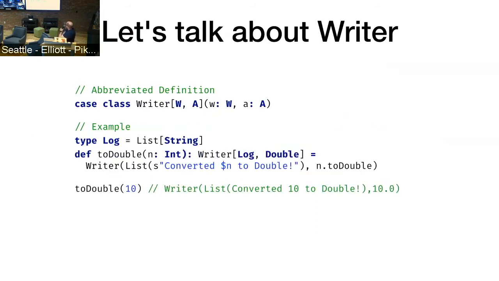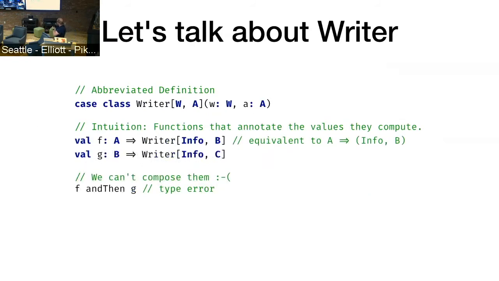So here's an example. If we say we have a Log type that's a list of strings, and we have a toDouble method that takes an Int, it can say, okay, I converted n to a double, and then return the answer. And then when you run it, you get the answer along with some information about what happened while it was doing the computation. And that's pretty straightforward. But if you compose these, what you would want to do is get back a log of the entire computation from A to C all the way through. So you need some way to combine the logs that are generated by F and G. But again, we haven't defined how we can compose these things together.